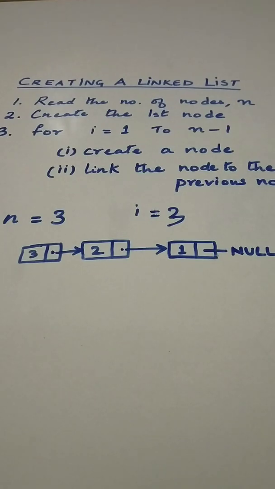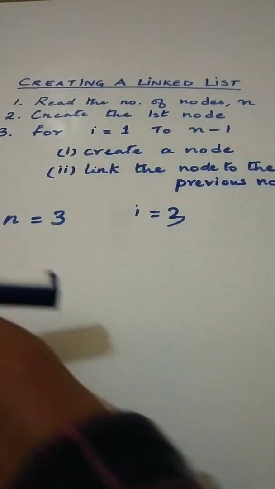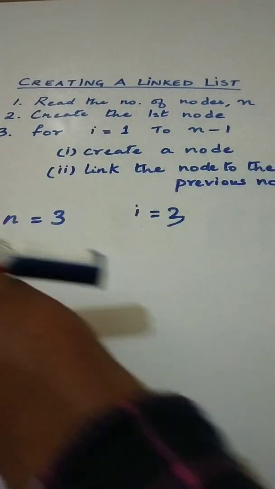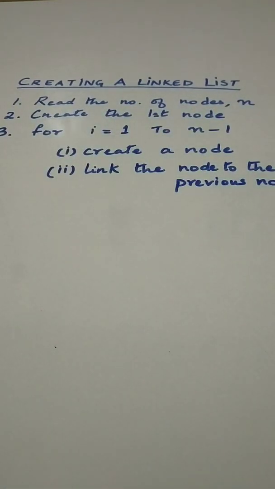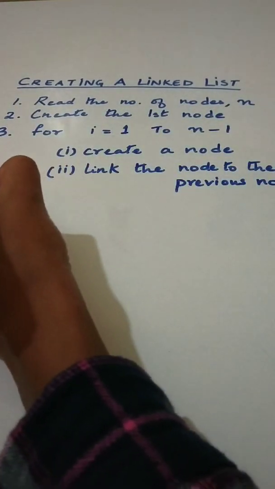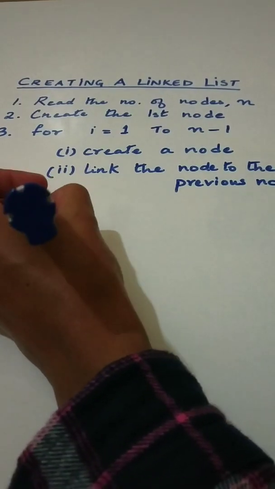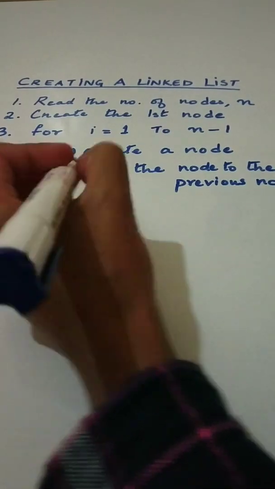So let us look at the code of how to do this. I'll just give a brief idea of how to do this. The first thing is to read the number of nodes. So let's say I have void main here.